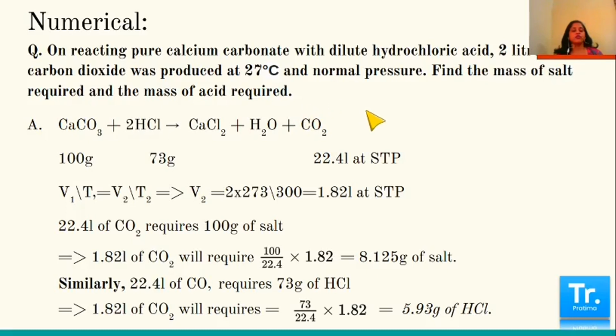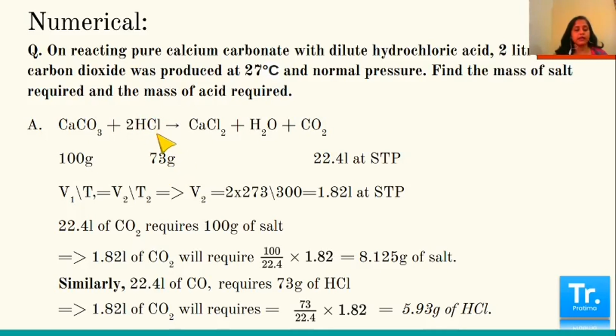Now let me remind you, whenever we are talking about the volume of any gas used in the calculations, we are talking about the molar volume, and molar volume is always at STP, that is standard temperature and pressure. But in this question we are not given standard temperature. Pressure is normal but the temperature is 27 degrees Celsius. According to the question we are asked to find the mass of salt required and the mass of acid required. The salt required is 100 gram, the acid required is 2 into HCl, multiplied by 2 is 73 gram.